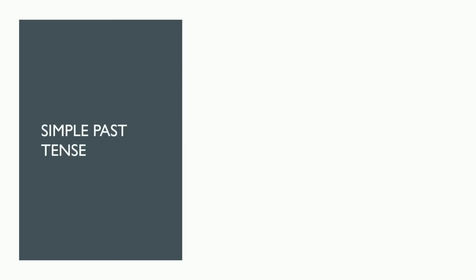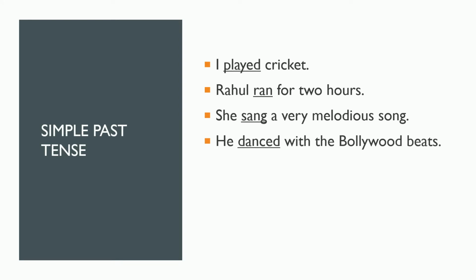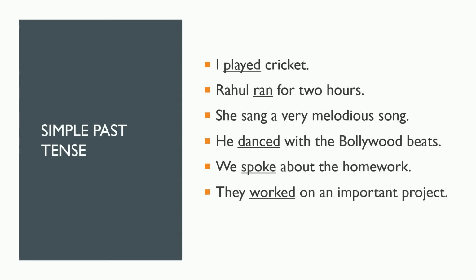What is simple past tense? Let's look at these examples. I played cricket. Rahul ran for 2 hours. She sang a very melodious song. He danced with the Bollywood beats. They worked on an important project. John followed me on Instagram. All of these examples are of simple past tense.